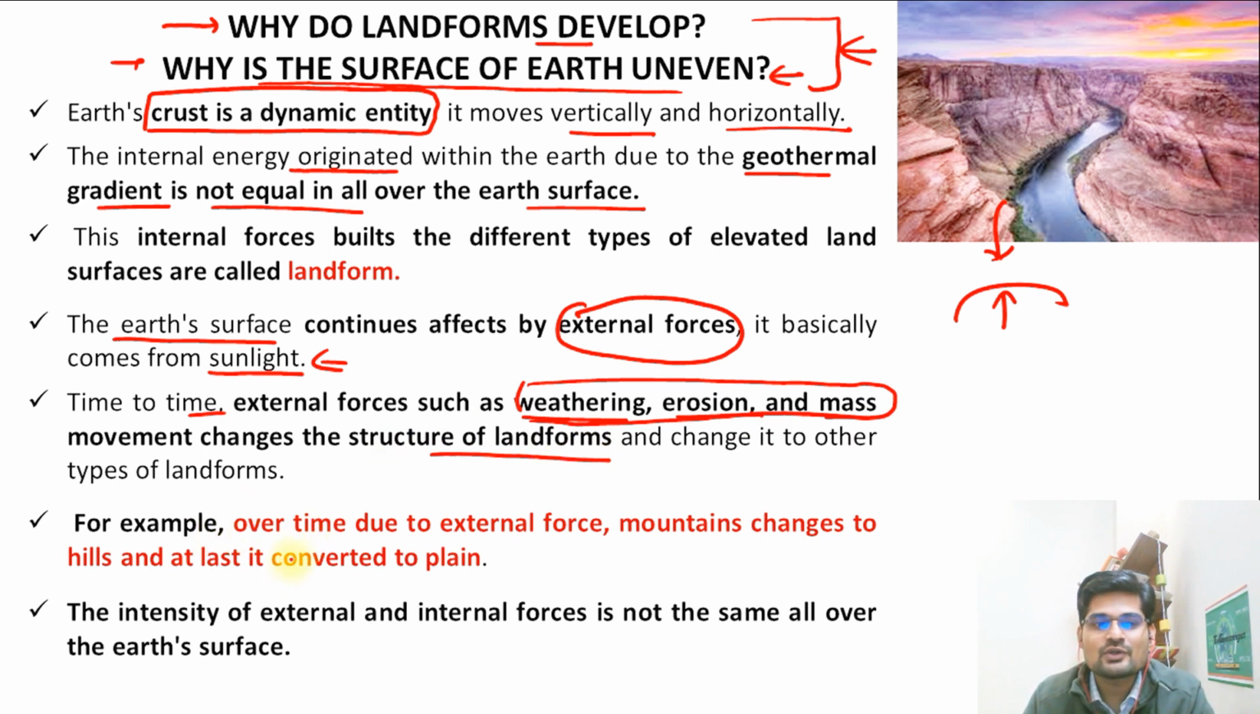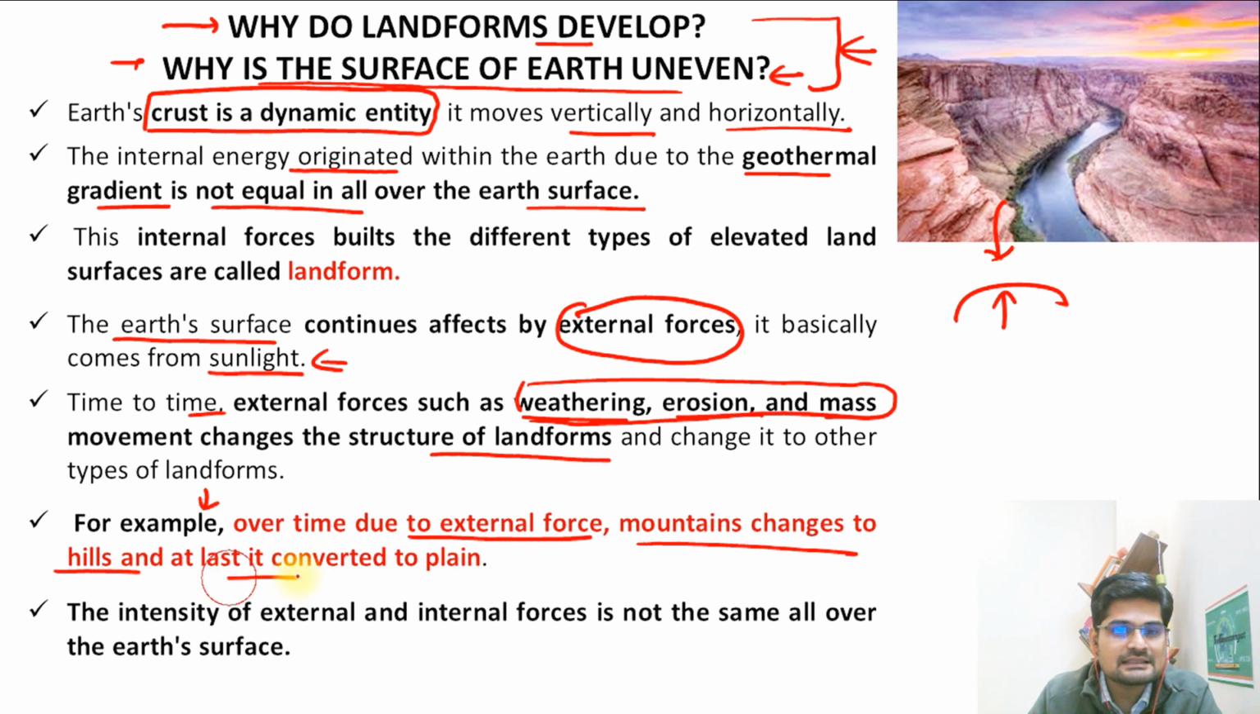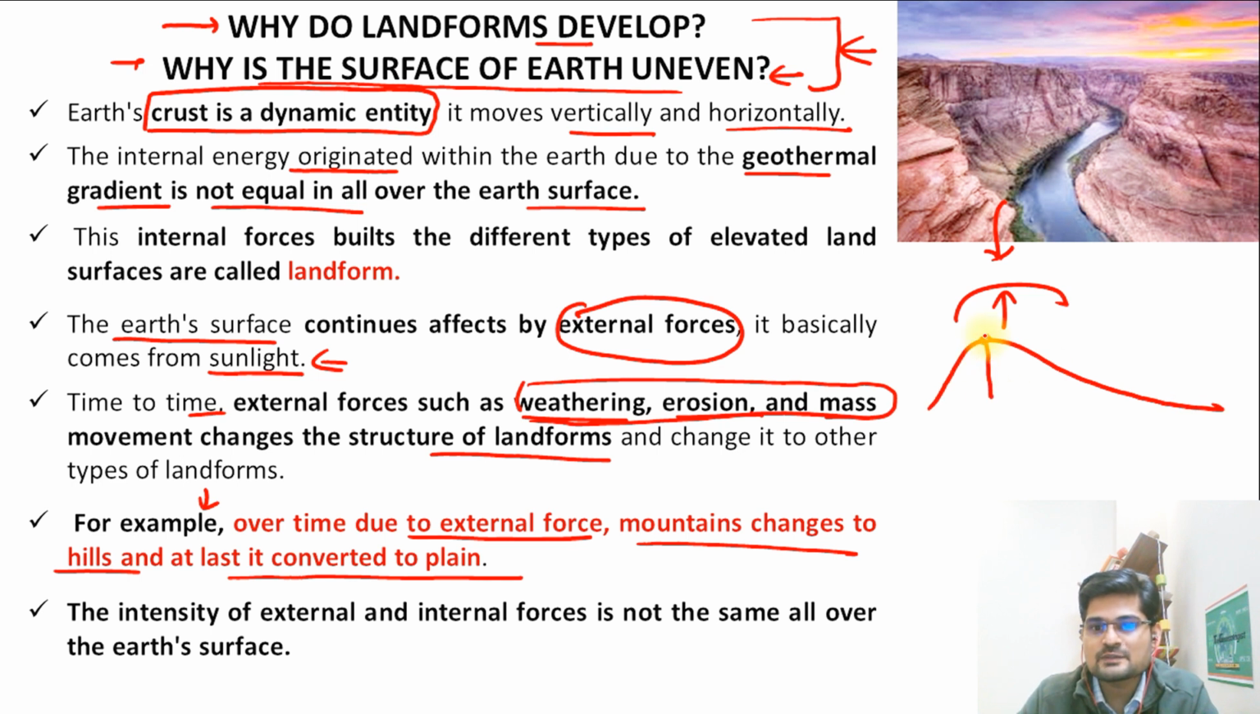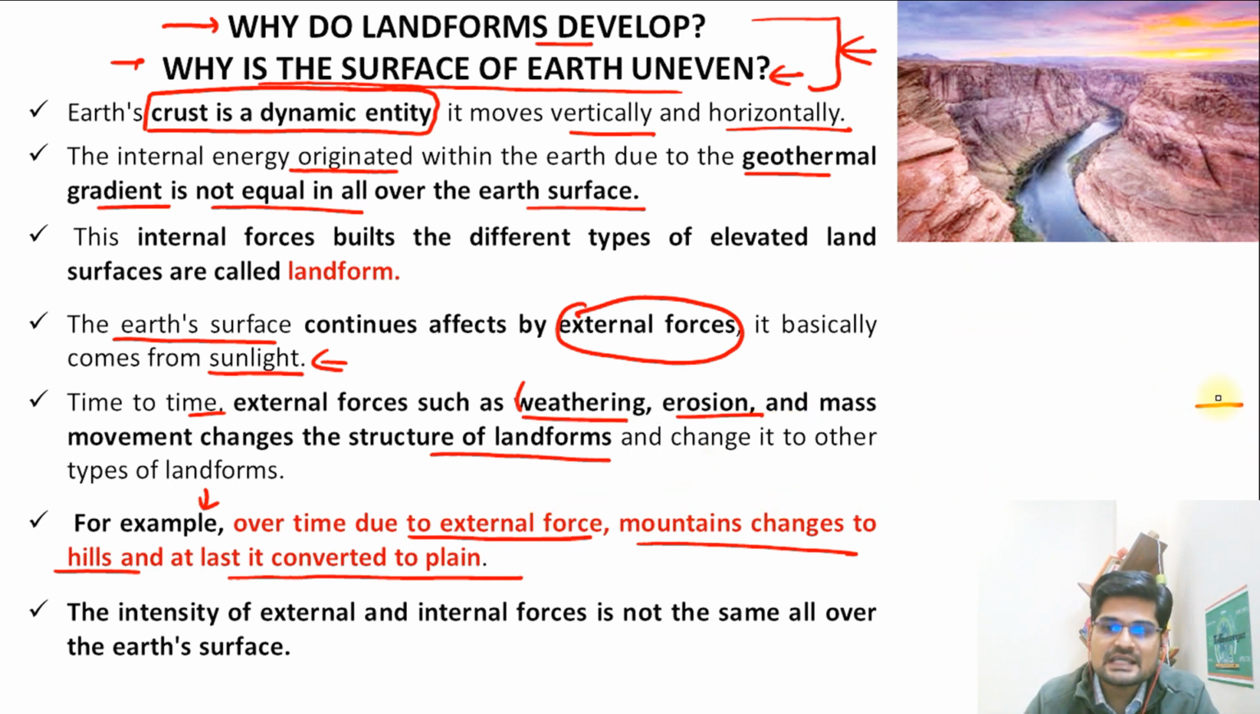So that is important. So how can we say this? Through example. Over time, what happens? Due to external force, mountains change to hills and at last it is converted to plain. So remember the cycle of erosion, what happens, right? This is what we see from this particular height, gradually through erosion and denudational processes, what happens? This again goes to this particular base level, right? So this is what we talk about, that this lowering of surface keeps happening, and that's how landforms are modified or changed. So this is important in terms of evolution of landforms.